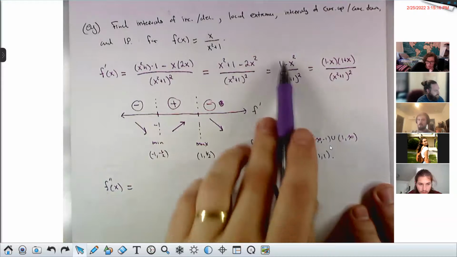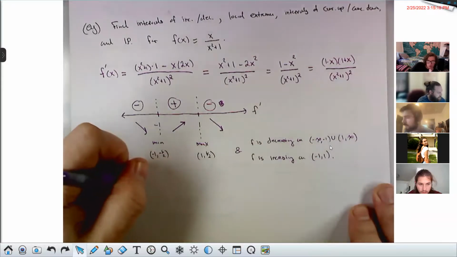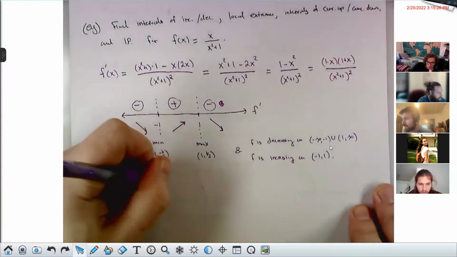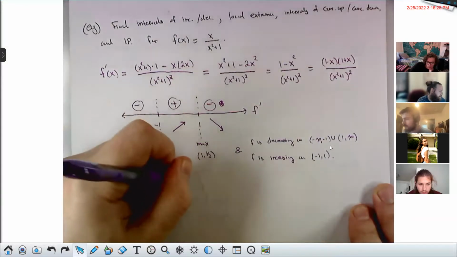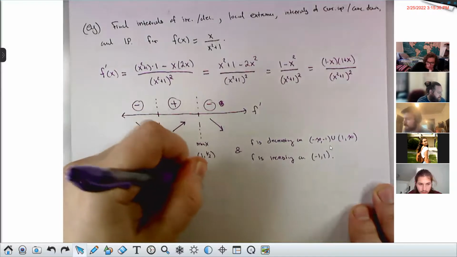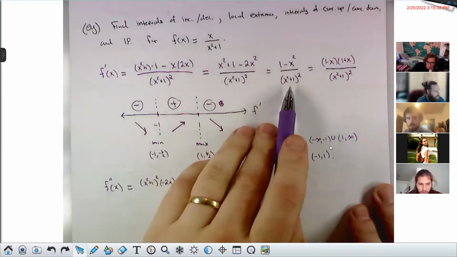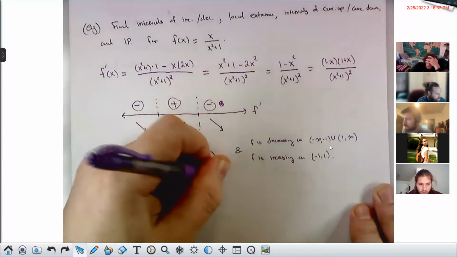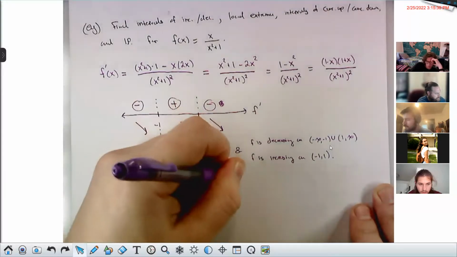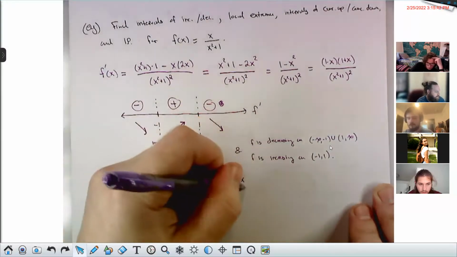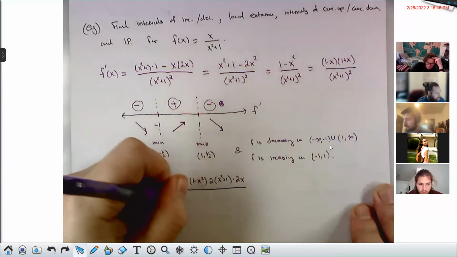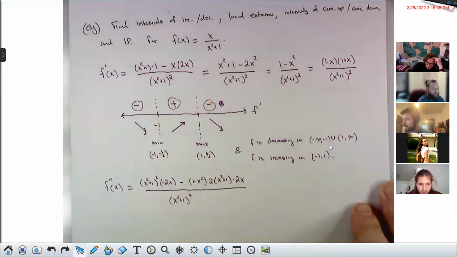So that's the bottom times the derivative of the top. That's x squared plus 1 squared times the derivative of 1 minus x squared, which is negative 2x, minus the top, 1 minus x squared, times the derivative of the bottom. That's a chain rule thing. That's 2 times x squared plus 1 times 2x, all divided by the square of the bottom, which is x squared plus 1 to the 4.